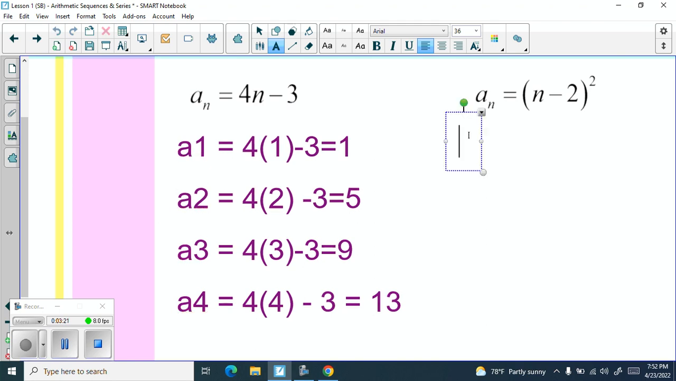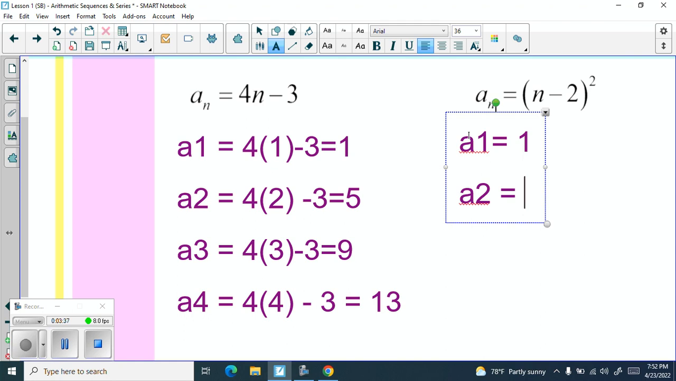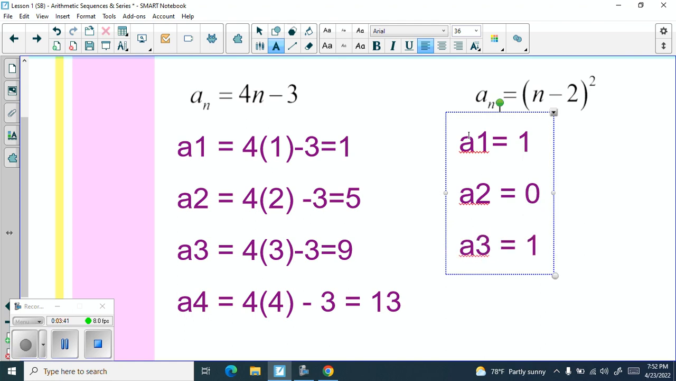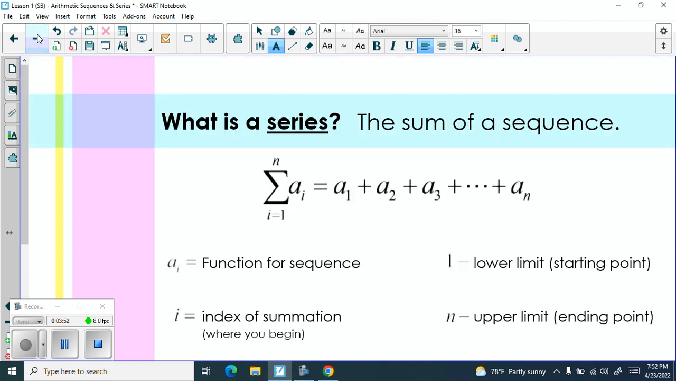For our next one, we're going to do n minus 2 squared. So 1 minus 2 is -1, and -1 squared is 1. 2 minus 2 is 0, 0 squared is 0. 3 minus 2 is 1, 1 squared is 1. And 4 minus 2 is 2, 2 squared is 4. So there's those first 4 terms.